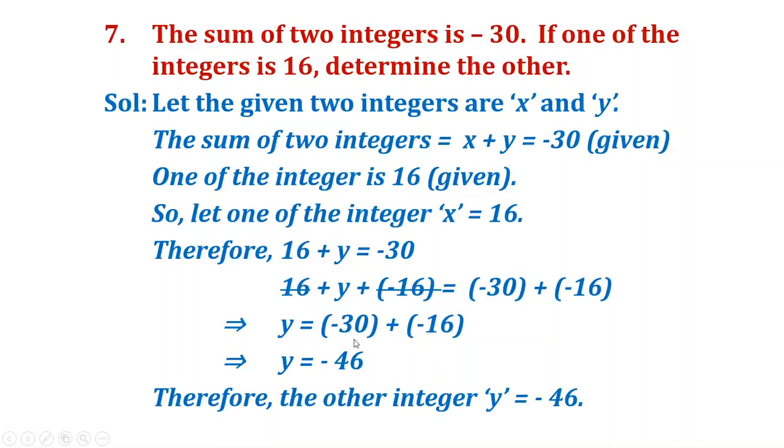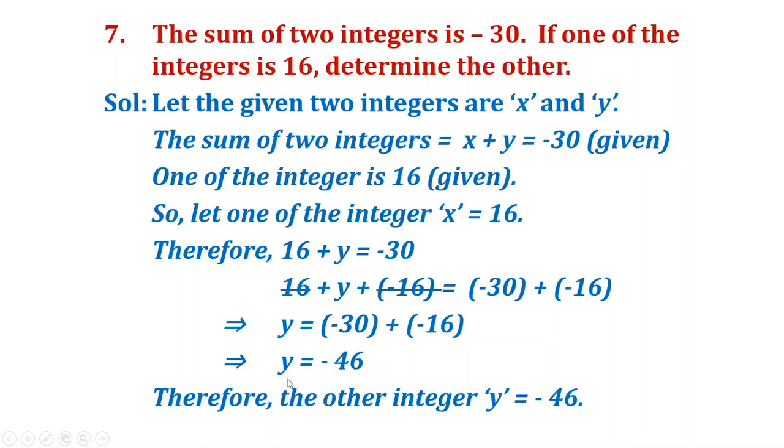So minus 30 plus minus 16. Addition of two integers which have the same sign, what do you have to do? You have to use rule number 1 of addition. What is rule number 1 of addition? Just add them and put the sign which is common to both. So 30 plus 16 is what? 46, and put the sign which is common to both, which is minus, in front of the answer. So this is minus 46.